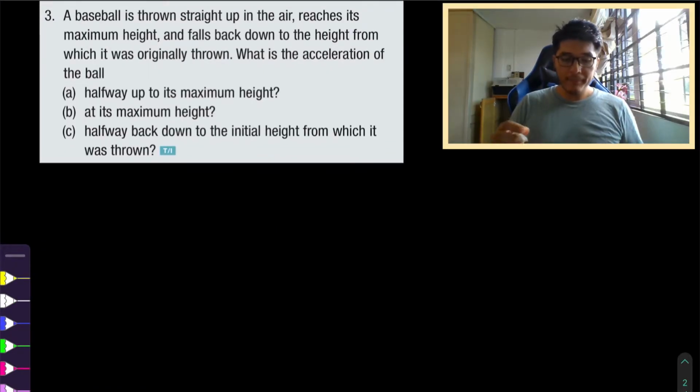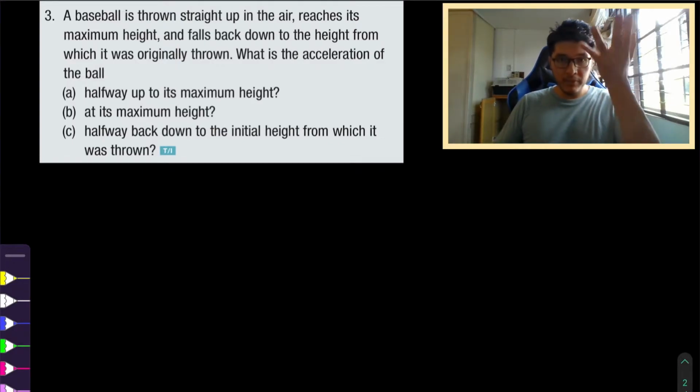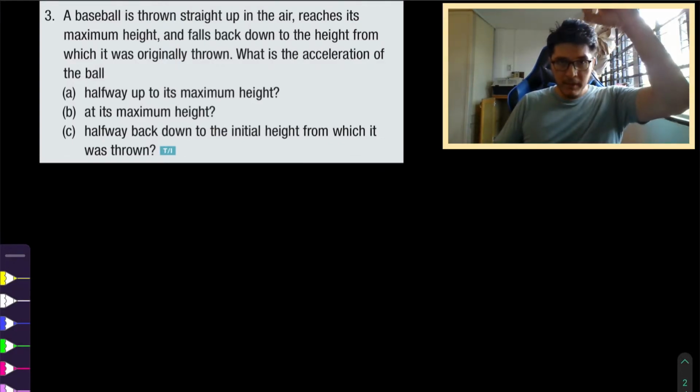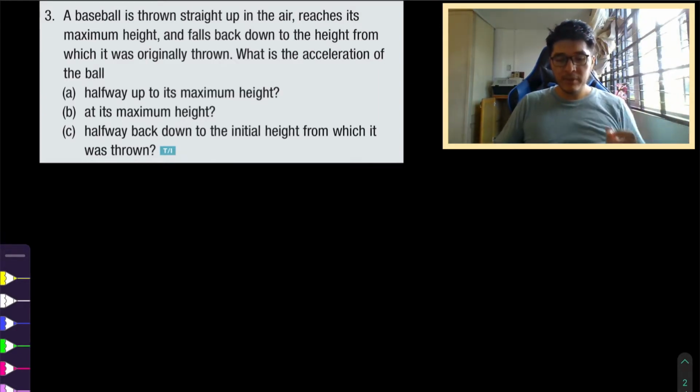Question number 3. In this case, we have a baseball. It's thrown straight up into the air. It reaches a maximum height and then falls back down to the height from which it was thrown. They're asking us what is the acceleration of the ball. So let's make a quick sketch here.